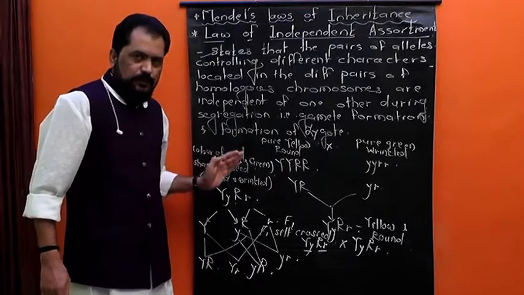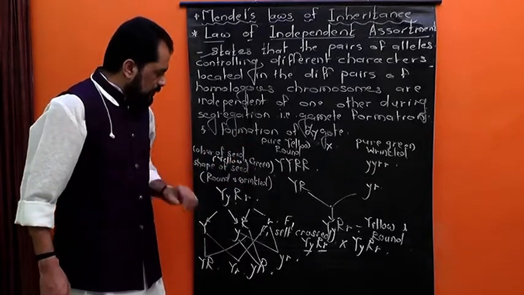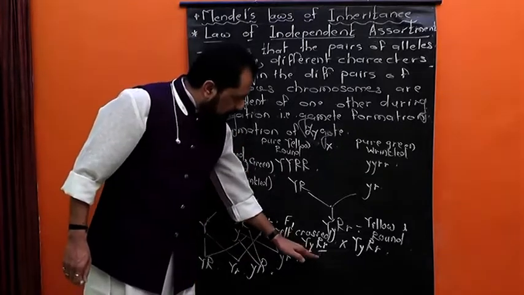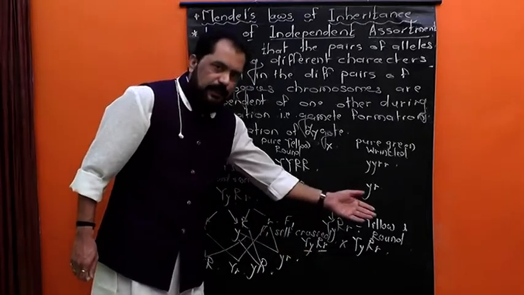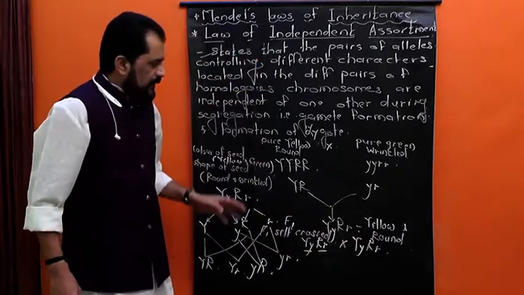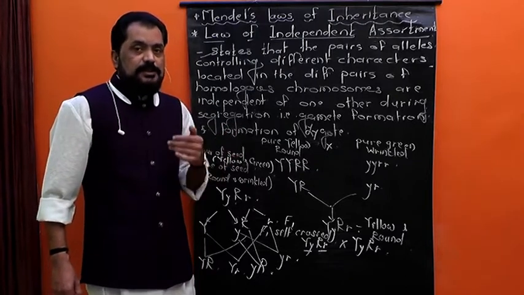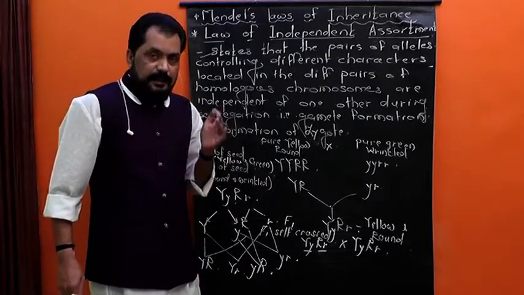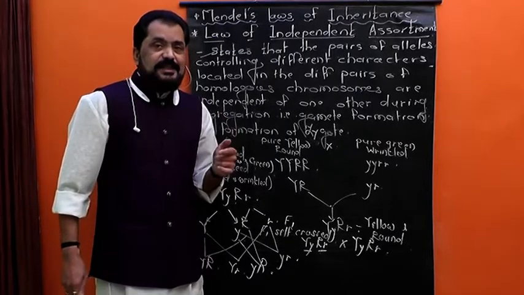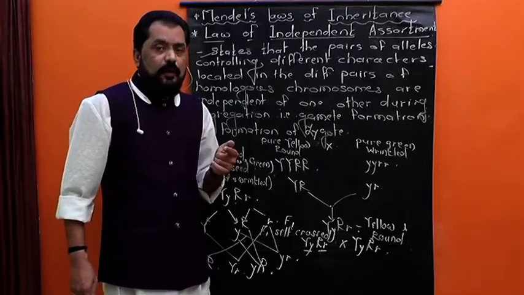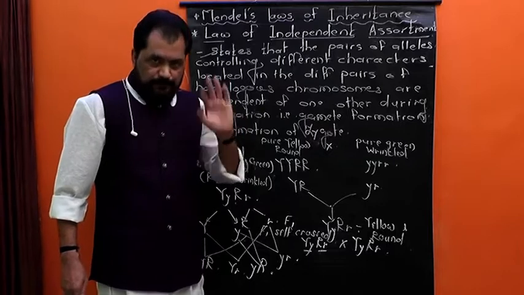And why? That I told you just now. Now the 4 gametes of one parent and 4 gametes of another parent, when they undergo fertilization, there is random mating, and hence in all 16 individuals are formed in the F2 generation.